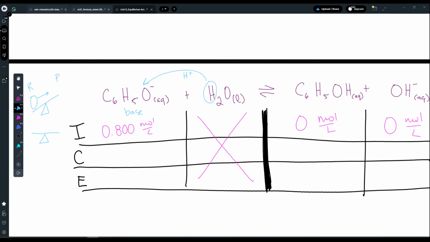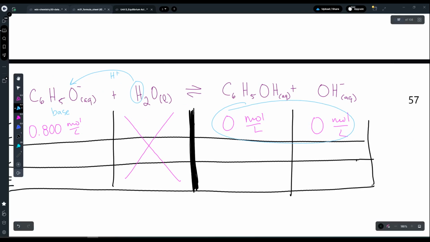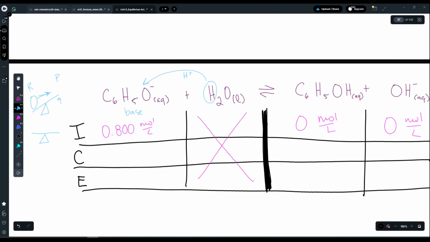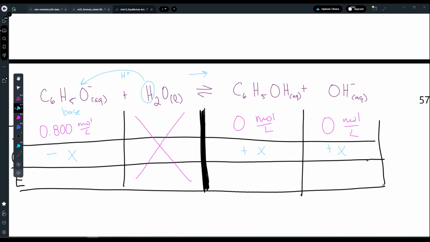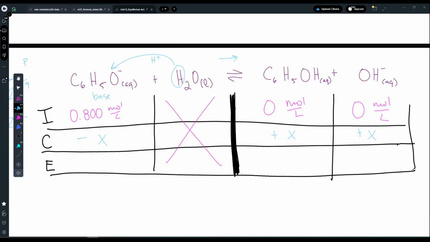Okay, so since the ball had to move to the right, and the ball just represents this concentration of phenolate ions, whereas there was nothing on the product side because both of the concentrations for our products was 0. So that means forward reaction is going to be favored. So we're going to use up our reactants and produce products. Okay.